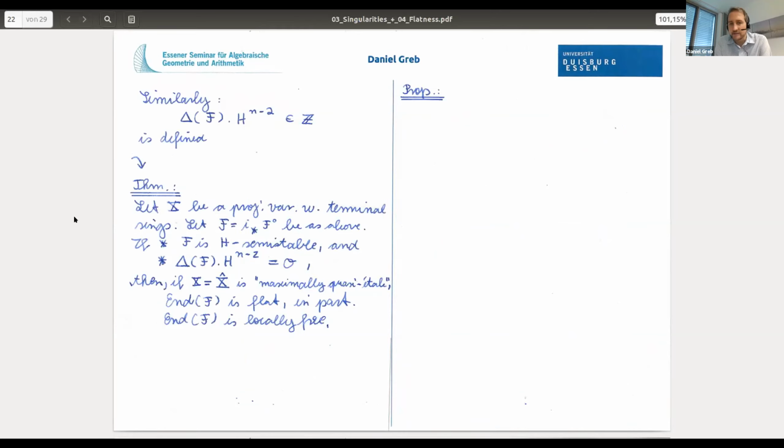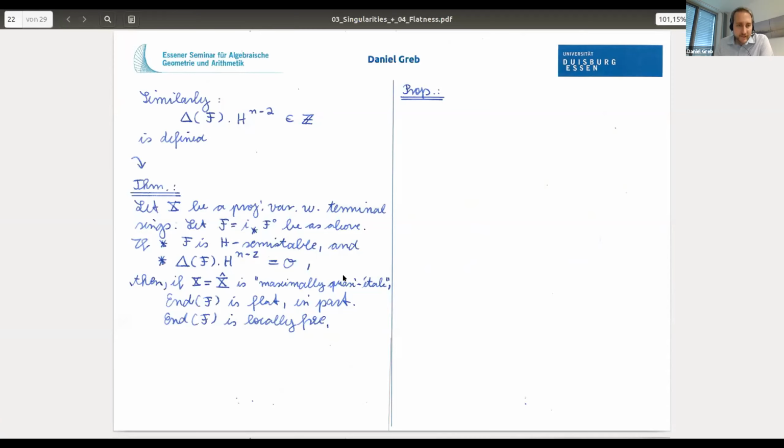I have the following flatness result, which is a sample flatness result to be used in the third lecture, which just extends the strong form of Bogomolov theorem to this setup. So let X be a projective variety with terminal singularities, and then I take a reflexive sheaf, which is the push forward from the smooth locus as above. So push forward of a locally free sheaf from the smooth locus. I make the same two assumptions: F is H semi-stable for an ample divisor, and delta of f times h to the n-2, which is this number just defined using the C2, is 0.